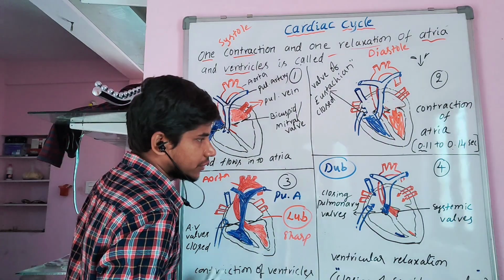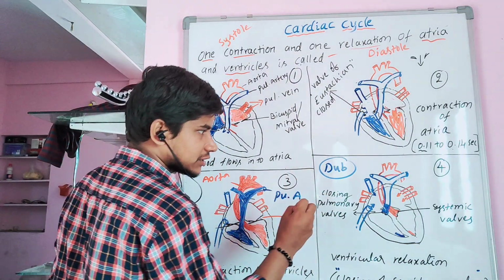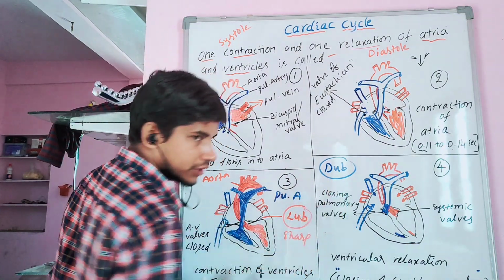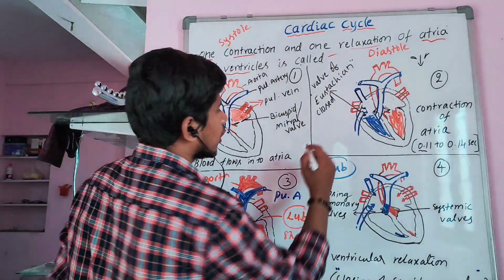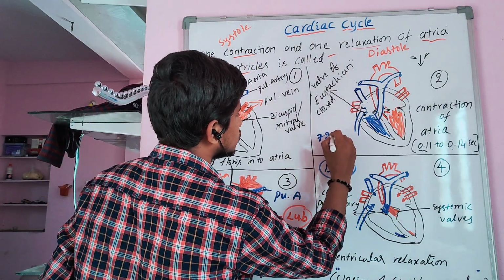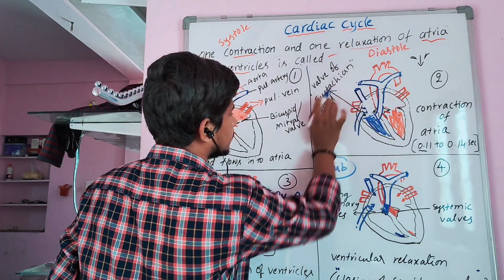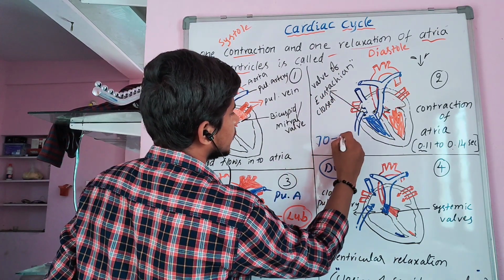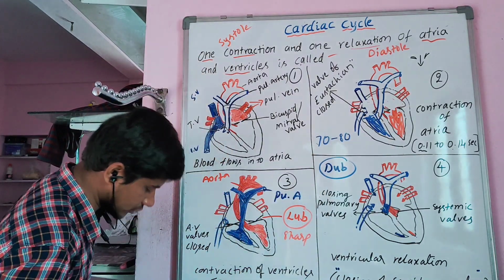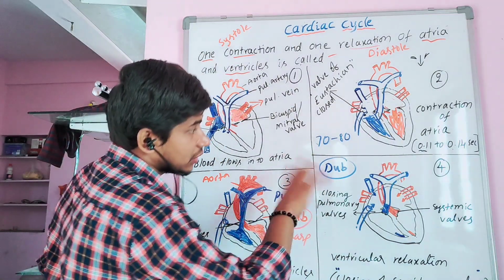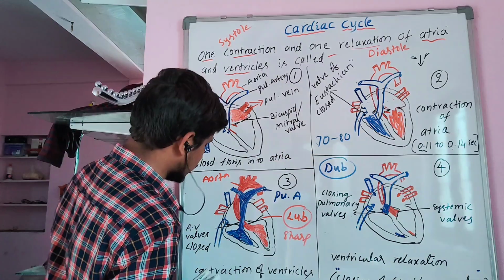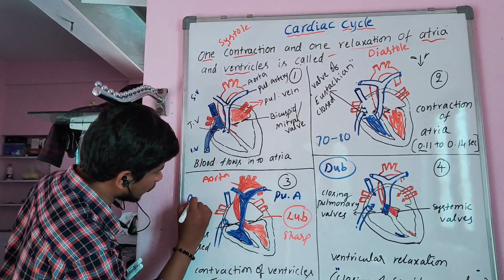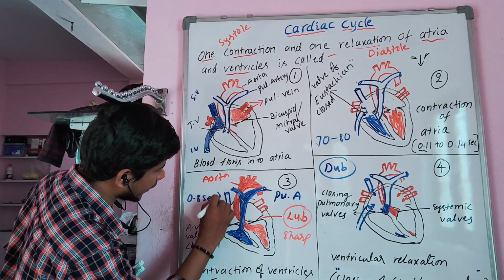That is the heartbeat. So what is a heartbeat? One contraction and one relaxation of the heart is simply a heartbeat. Generally people say the heartbeat rate is 72, but it is not exactly 72. It will be around 70 to 80. Now, one contraction and one relaxation will be completed within 0.8 seconds.